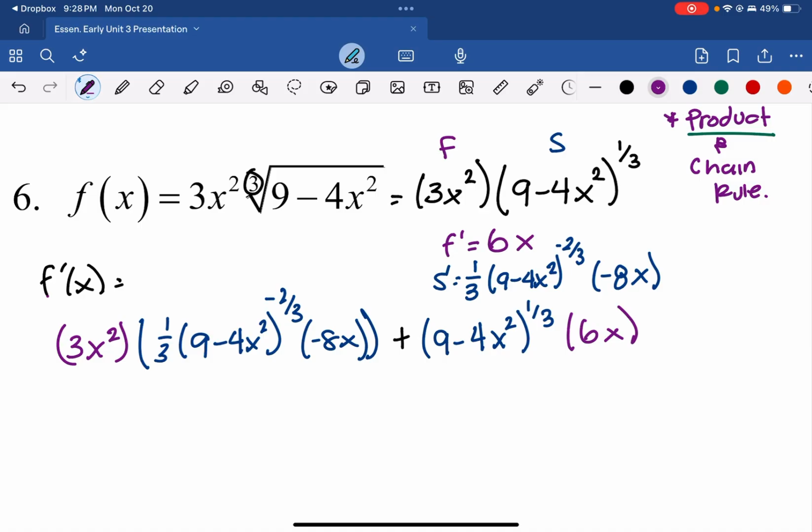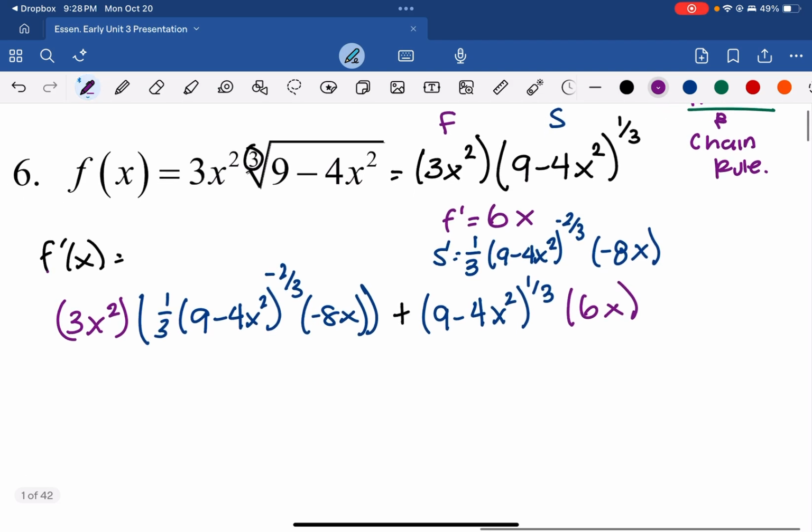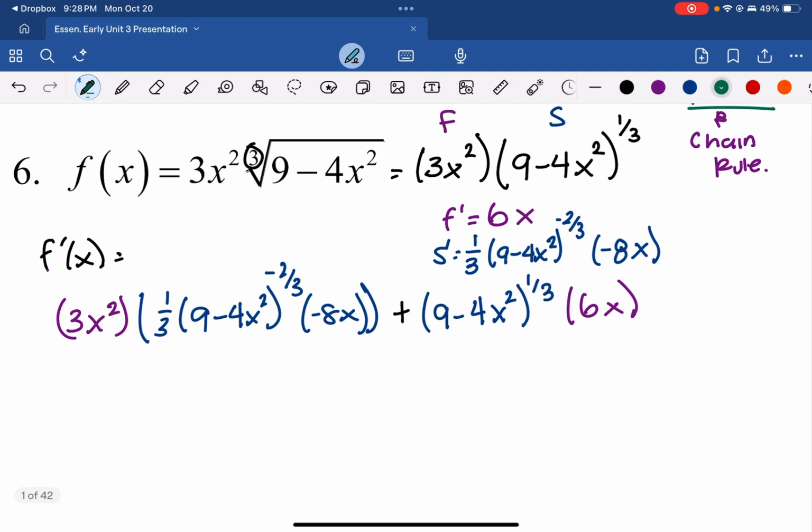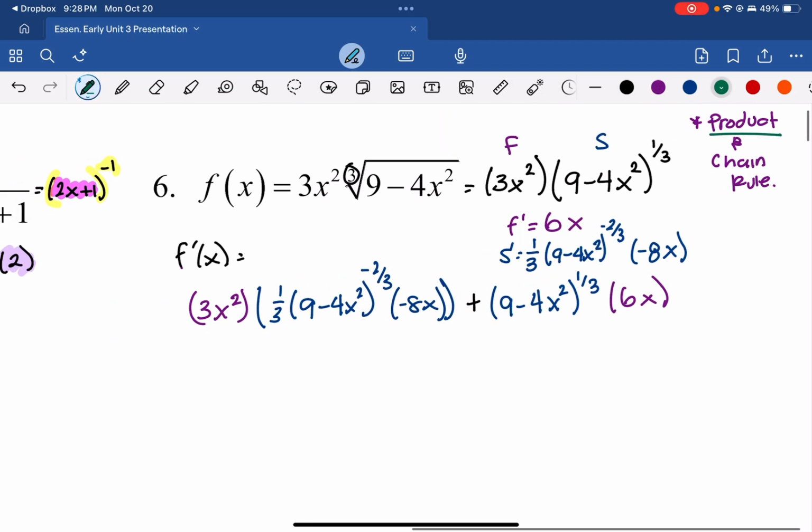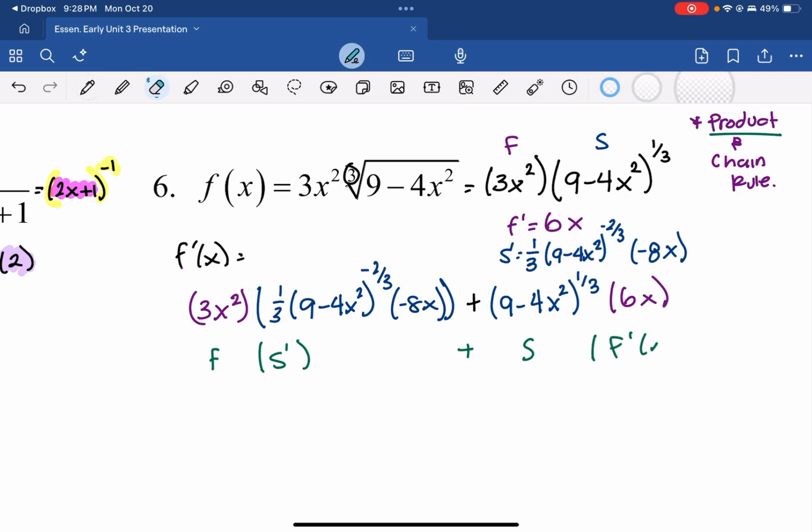Okay, and yes, ultimately you could go through and simplify this. For now, we're just going to leave that, right? But we can see our product rule in here, right? So this was our first times the derivative of the second plus the second times the derivative of the first. Okay, so we can merge those rules together.